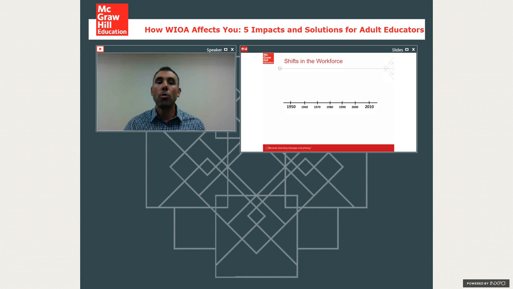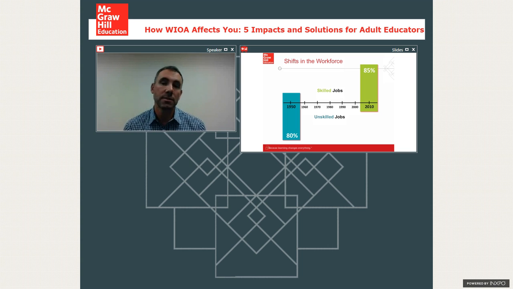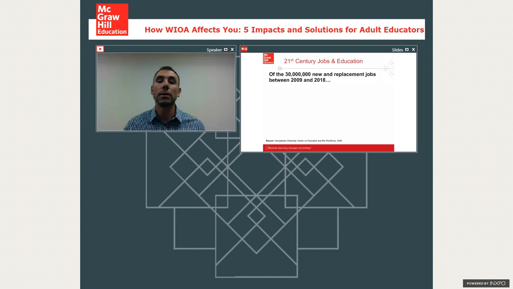On the labor side, what we've seen is basically a shift in the workforce in terms of the skills that are needed. As early as 1950, 80% of the jobs in the U.S. workforce were unskilled jobs. You could perform the tasks of those jobs with just a high school diploma or even not having completed your high school schooling. As of 2010, 85% of the jobs in the United States workforce were skilled jobs, meaning that you not only needed a high school diploma, but some sort of post-secondary in order to be effective in that job and to have a career pathway within that industry.